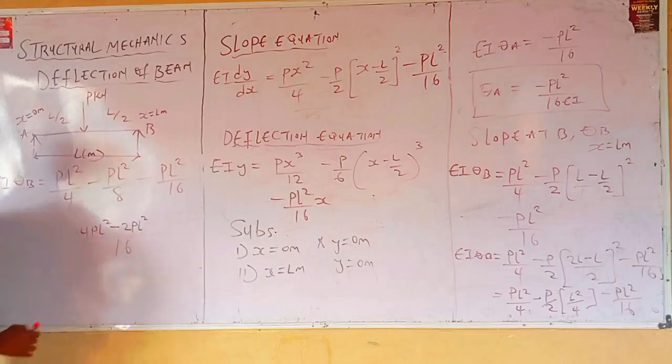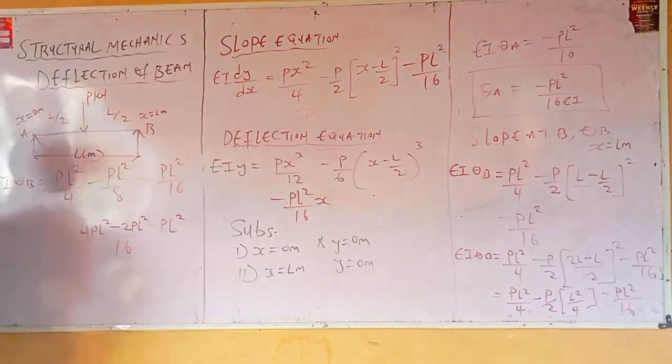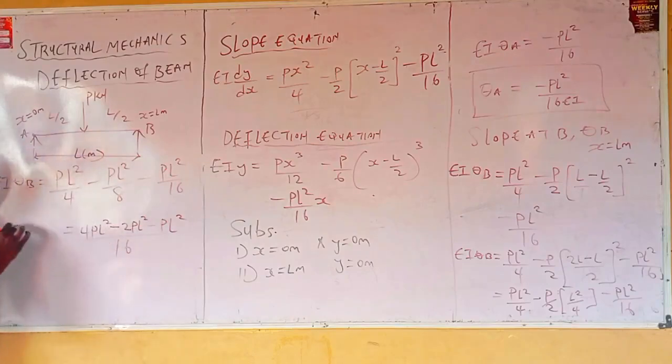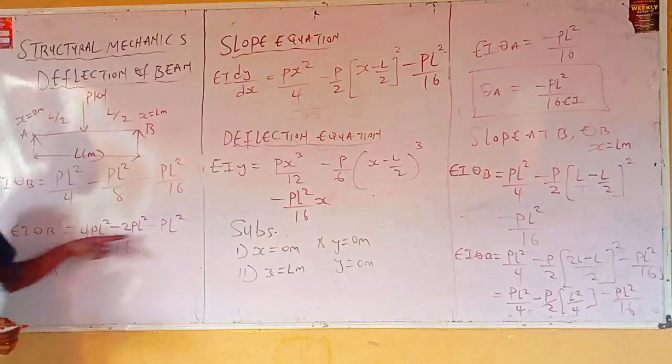2PL square. 16 divided by 16 is 1. Meaning that 1 and this guy here becomes negative PL square. Equate that to EI theta B. Meaning that EI theta B, which is the slope at B, is equal to, what's your numerator?